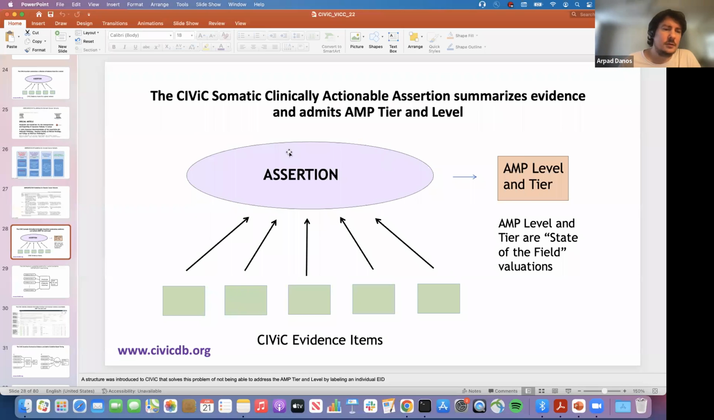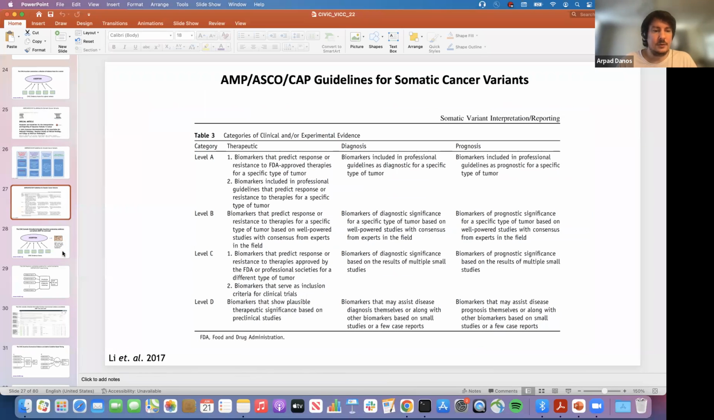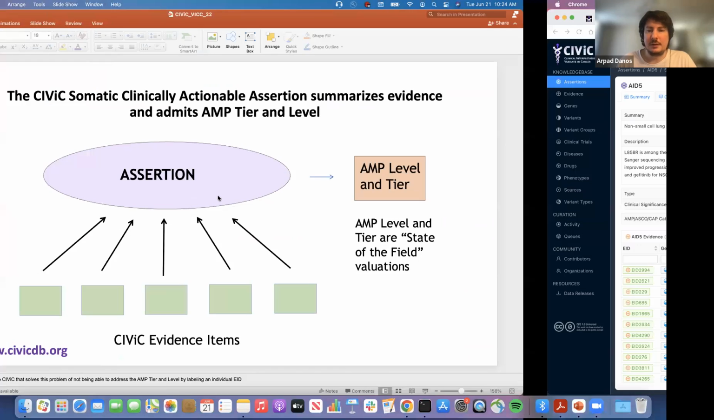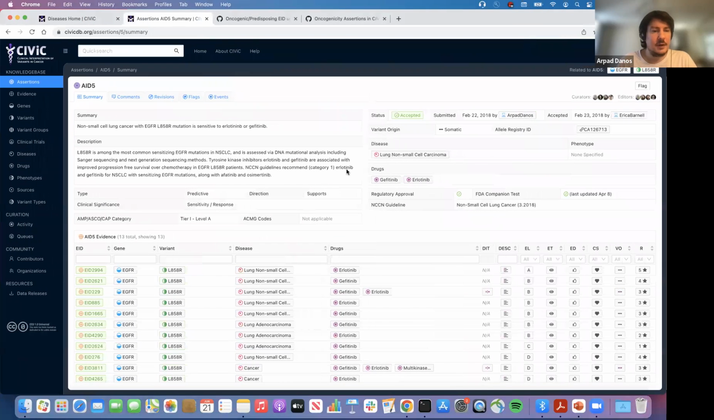So there's a way of really fitting this way of thinking about variants into the assertion, because the assertion is a collection of evidence, say from preclinical up through level A clinical trials. And when you collect that together, you can get a state of the field, and that's where you can add the AMP tier and level. So that's how our assertions work. If I go back to this assertion, you can see that we have our AMP tier and level added to the assertion.